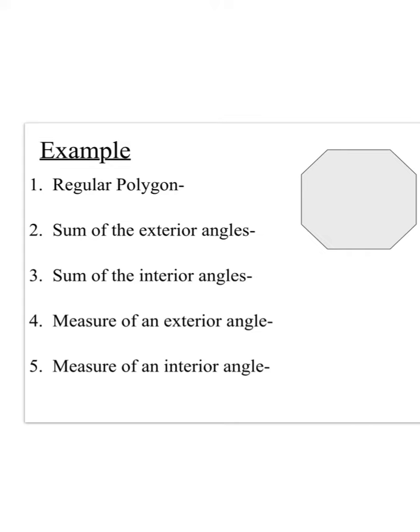The next regular polygon that we have is a 1, 2, 3, 4, 5, 6, 7, 8-sided figure. And I know it looks a little off, but that's the best I could do with a picture. Okay, but let's just pretend that they're all equal because we called it regular. Indeed, this is an octagon.